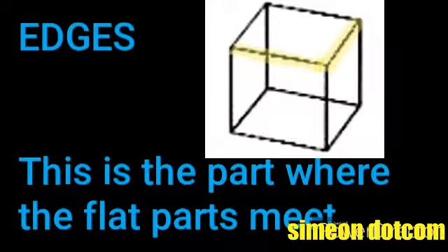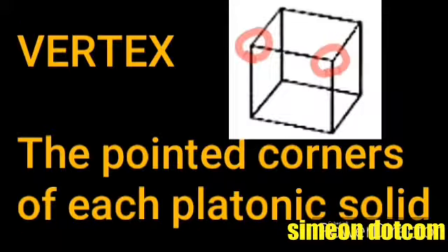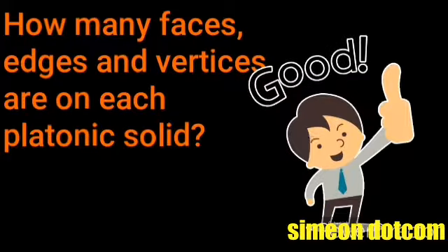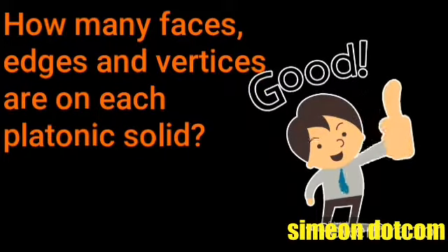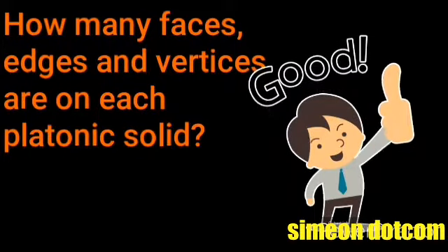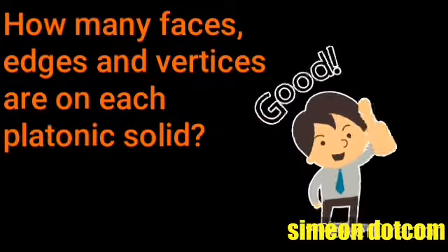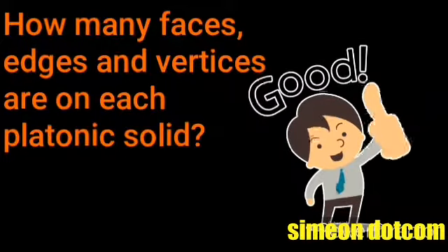Edges are the part where the flat parts meet, as indicated by the yellow markings on the diagram. Thereafter we have the vertex. The vertex is the pointed corners of each Platonic solid, and I've indicated it by the red markings to show you the corners. What is important for exam purposes is that we know how many faces, edges and vertices are on each particular Platonic solid, and we will take a look at that shortly.